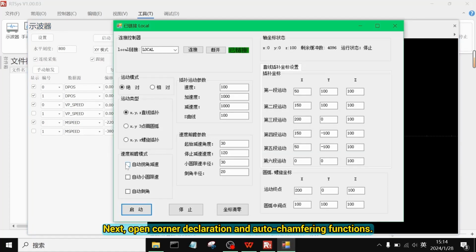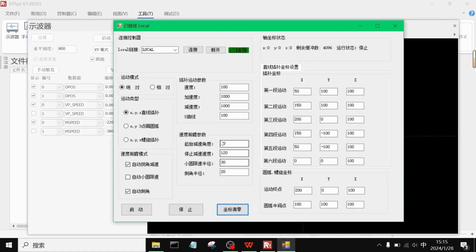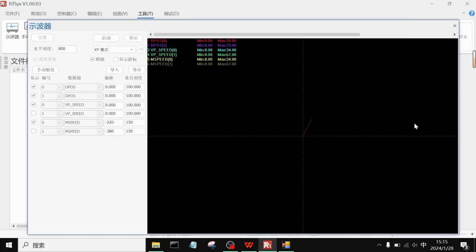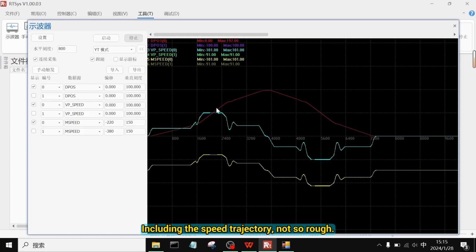Next, open corner deceleration and auto chamfering functions. Set the corner starting angle as 30. The stop angle is 120. And the chamfering radius is 20. Before that, clear coordinates. Restart the scope. Run again. It can be seen corners are smoother. Including the speed trajectory, not so rough.